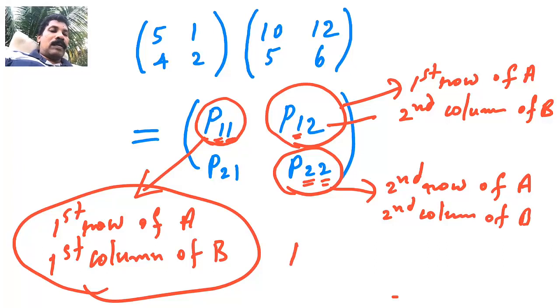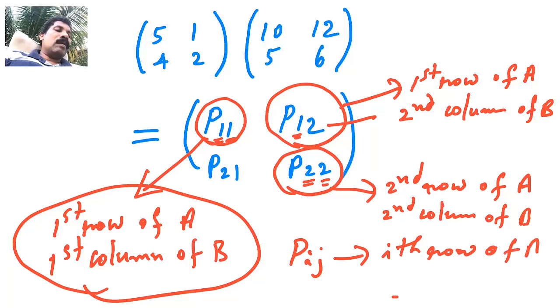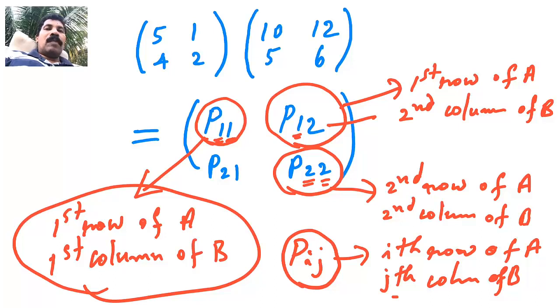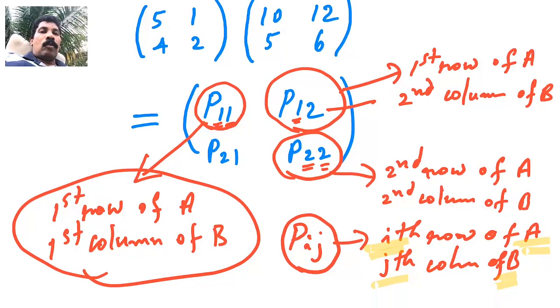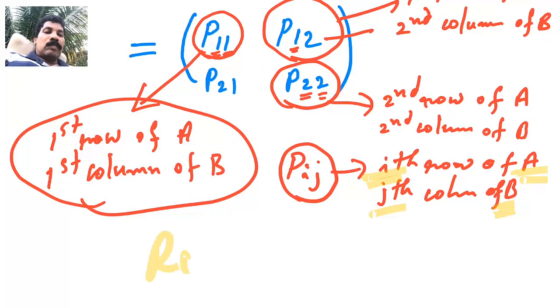So in order to get the Pij position element, that is the Pij element, we have to multiply the ith row of A by the jth column of B. Once again, in order to get the Pij position, we have to multiply the ith row of A by the jth column of B. That's all. Simply speaking, matrix multiplication is a row column method.